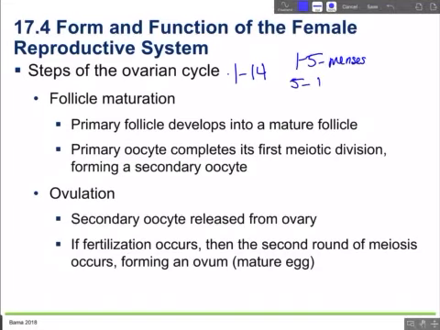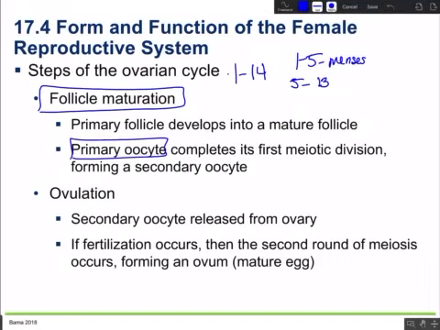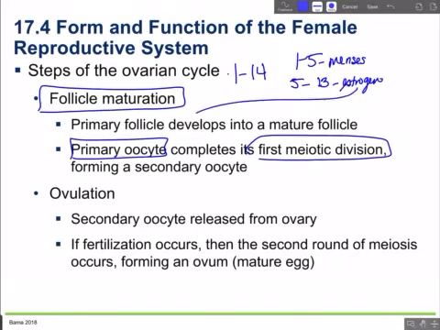And then from days 5 through 13, we would have follicle maturation. An egg develops, it goes through meiosis 1 within the follicle. The follicle supports the developing egg, the primary oocyte, until it completes its first meiotic division, okay? And so it nourishes it. You have hormones that are influencing it. One of the big hormones is estrogen. Estrogen helps the primary follicle develop. It also stimulates, since you just had your menstrual cycle, the endometrium to regrow as well.